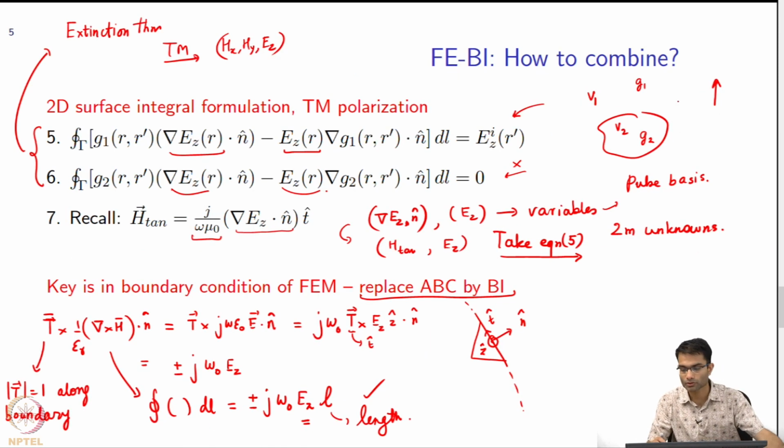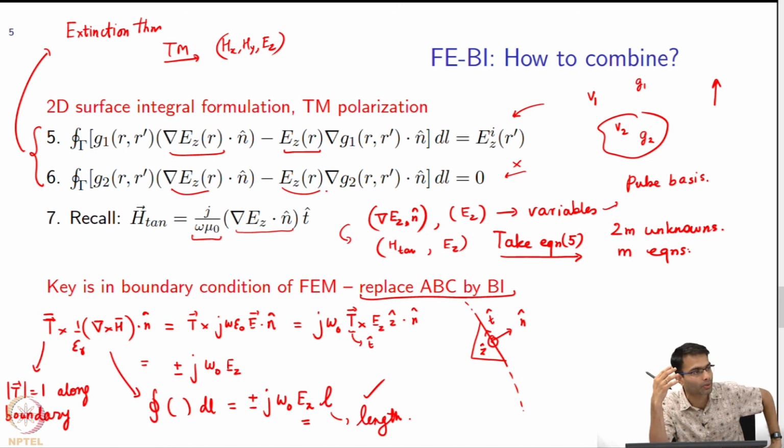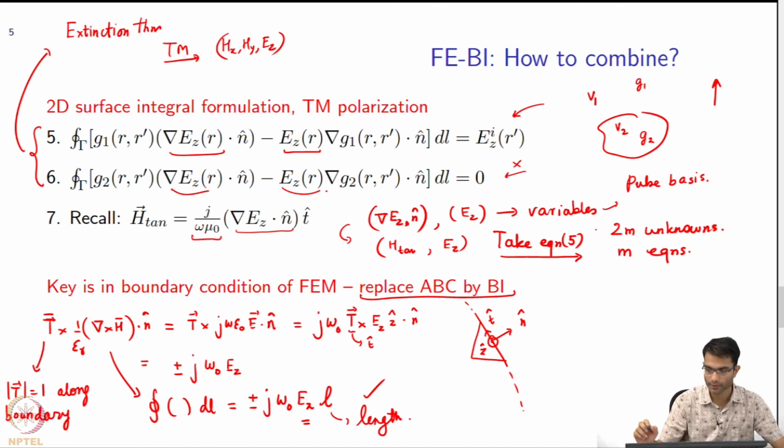So 2m unknowns over here, but if I take only equation 5, how many equations will I get? M equations, because there are m edges and at the center of each I am enforcing this, right. So I have m equations, okay, which is why this is not alone. If I use equation 5 alone, I cannot solve this. If I add another m equations from 6, then I can solve a 2m cross 2m system of equations, but I am going to stop short over here. Okay. So now we are in a good position to put this together.